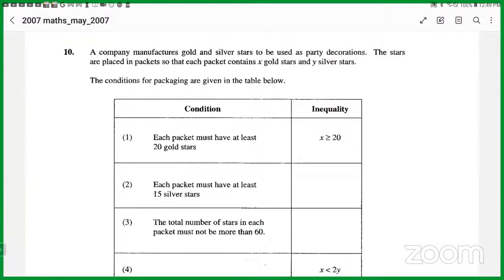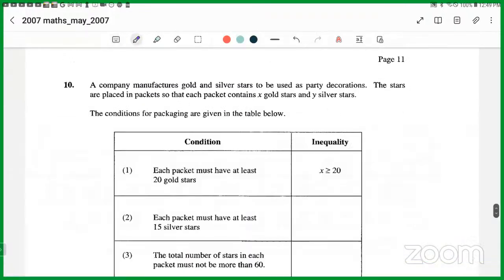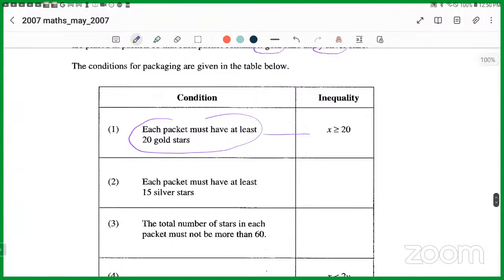All right. It says a company manufactures gold and silver stars to be used as party decorations. The stars are placed in pockets so that each pocket contains X gold stars and Y silver stars. So see there, X gold stars and Y silver stars. That's important information. So the number of gold stars is X, the number of silver stars is Y. You don't know X and you don't know Y. Then they give us these conditions and the right inequality.